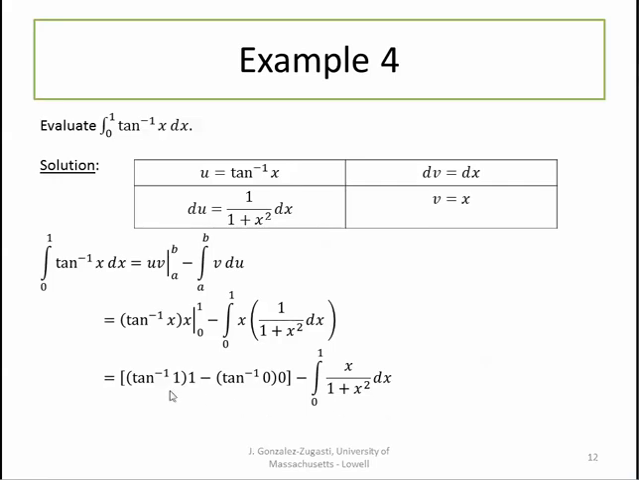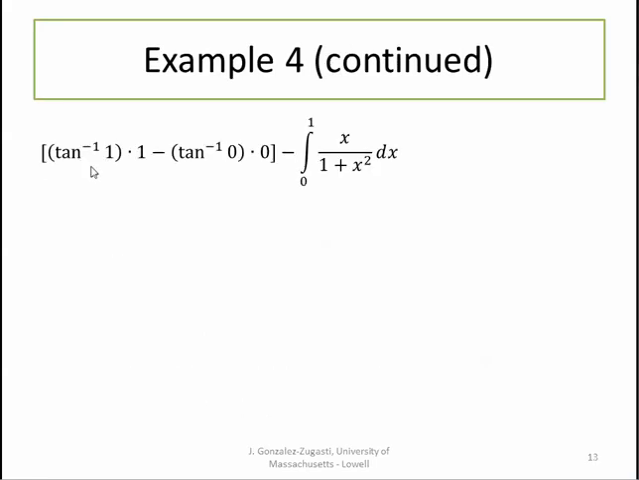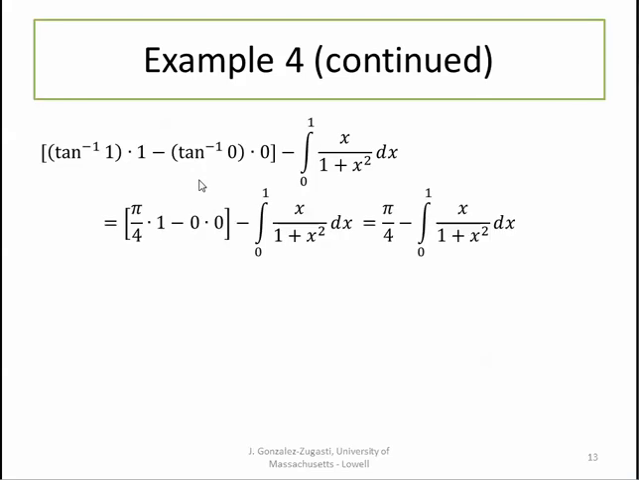And now we need to simplify this a little bit. I know that tangent inverse of 1 is equal to pi over 4, and tangent inverse of 0 is equal to 0. So I get that this is equal to this, which when you simplify it down gives you pi over 4 minus the integral from 0 to 1 of x over 1 plus x squared dx. Alright, so now we just need to find the value of this integral.